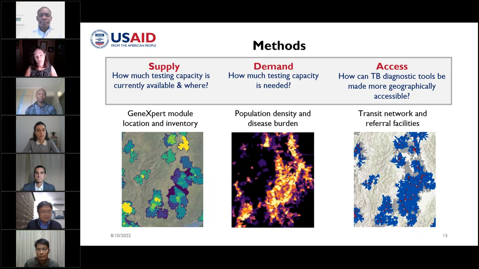Okay, so putting that all together, we're taking a look at supply, how much testing capacity is currently available and where, through GeneXpert module location and inventory; demand, how much testing capacity is needed, which can be customized for each available data set and needs, where we often use population density and disease burden; and last, the accessibility through transit networks and referral facilities, and figuring out how much of the population is covered through these networks. Next slide, please.